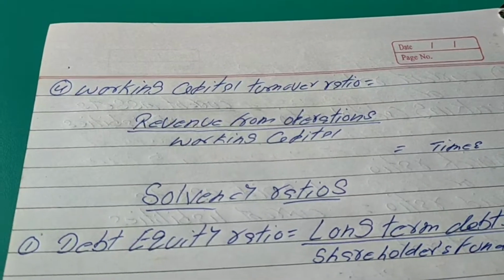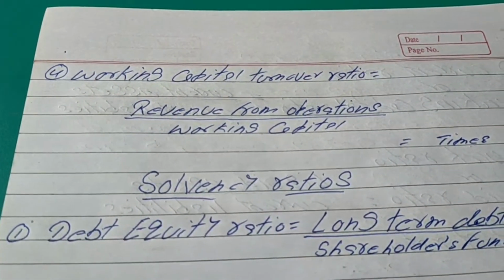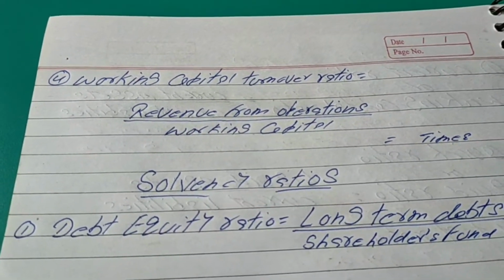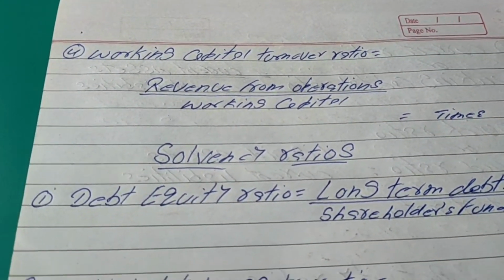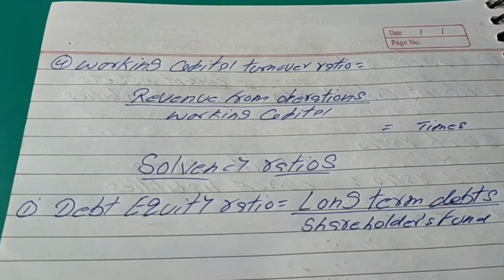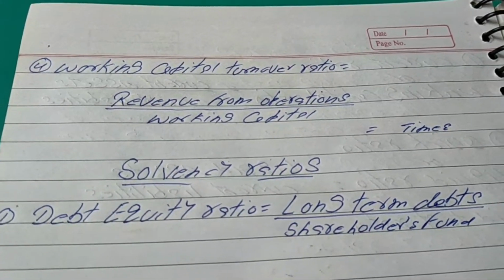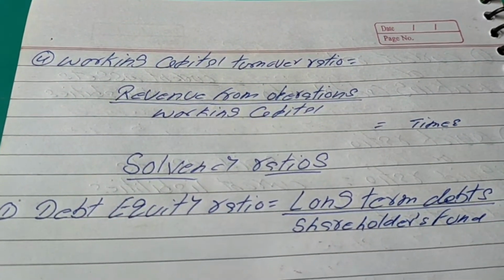Now working capital turnover ratio is equal to revenue from operations upon working capital. You know it very well. What is the meaning of revenue from operations? Net revenue from operations is equal to cash revenue from operations plus credit revenue from operations minus credit revenue from operations return.